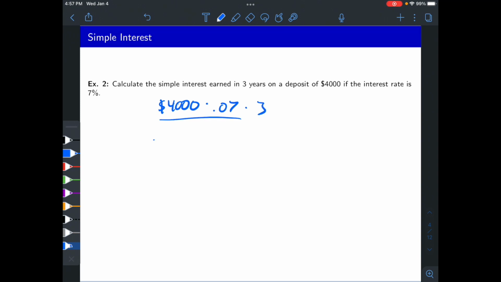4,000 times 0.07 is equal to, so I'm moving the decimal right 3 places here and then left 2 places here. And then 4 times 7 is 28. So 4,000 times 0.07 would be 280. And then I just multiply that by 3. 28 times 3, that's like 60 plus 24. So that's 84, and then tack on that extra 0. So this would be $840. Okay.